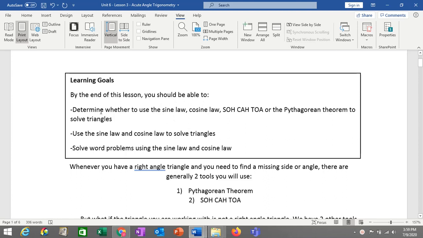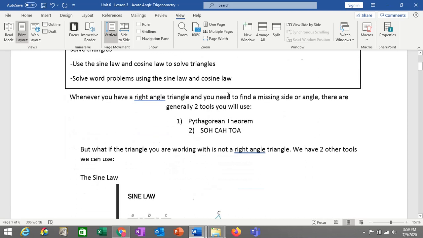And what you're going to have to do is figure out which of those methods works with the problem that you're given. Okay, so once you figure it out, you're going to use sine law and cosine law to solve triangles. So you could use these other techniques sometimes as well, but we've covered these ones before. So now we're going to cover these ones, as well as solving some word problems.